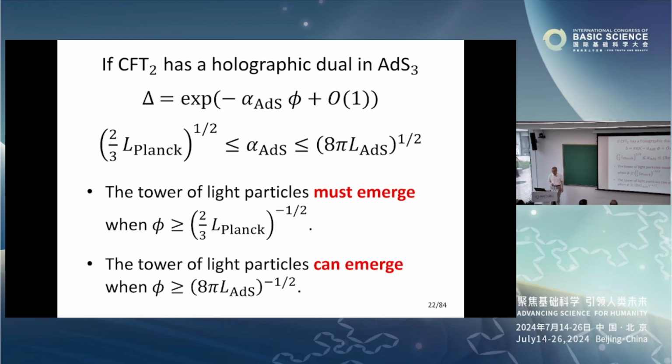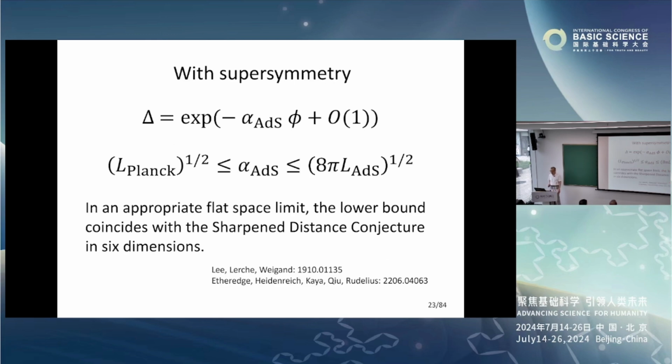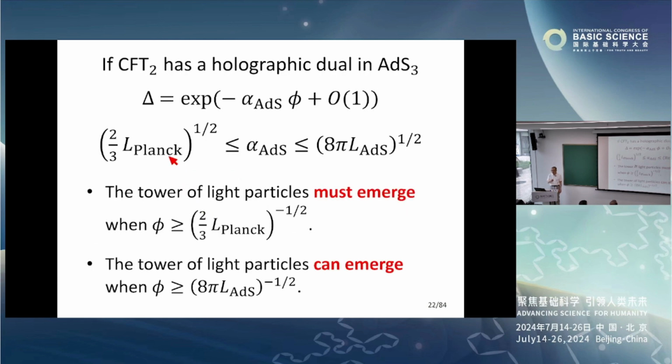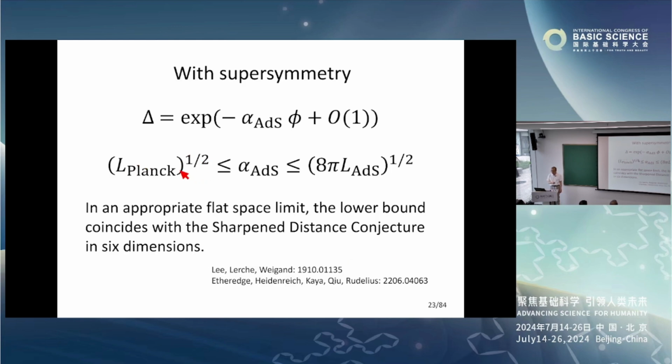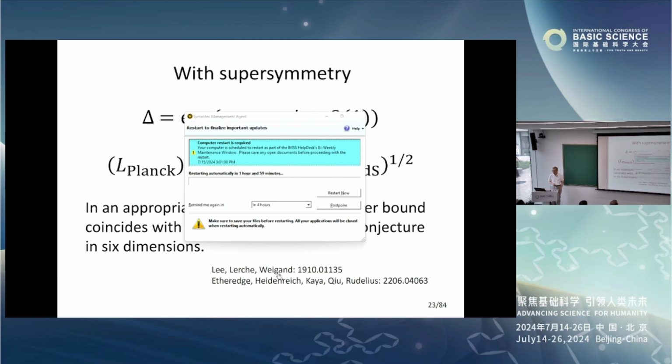Those are the two conditions. In the supersymmetric case, it's interesting because, if I have time, I will explain, you can actually sharpen, strengthen the conjecture, and it becomes like that. And interestingly, this matches the sharpened distance conjecture.